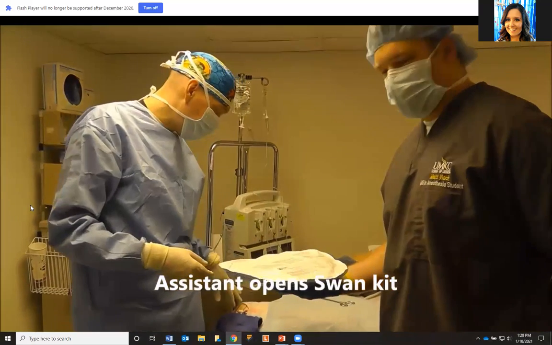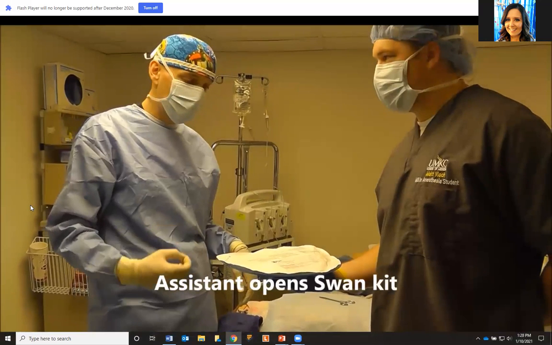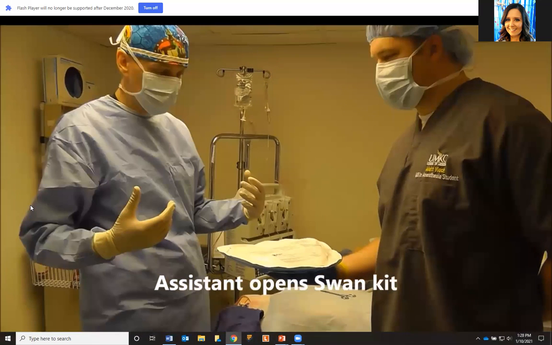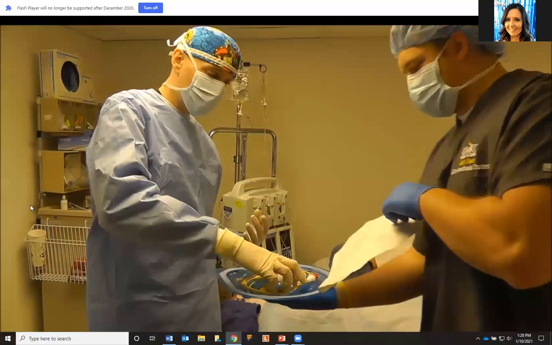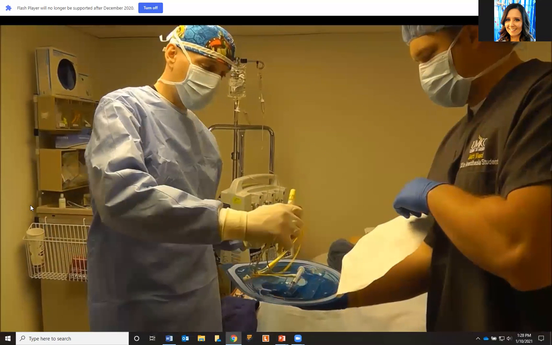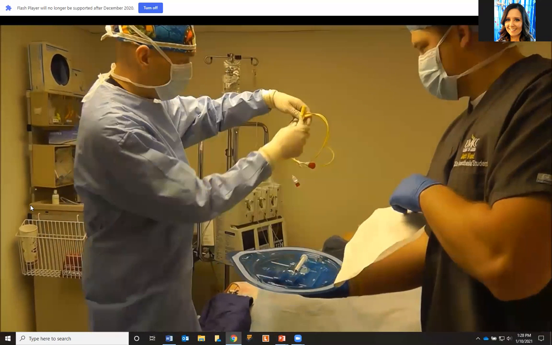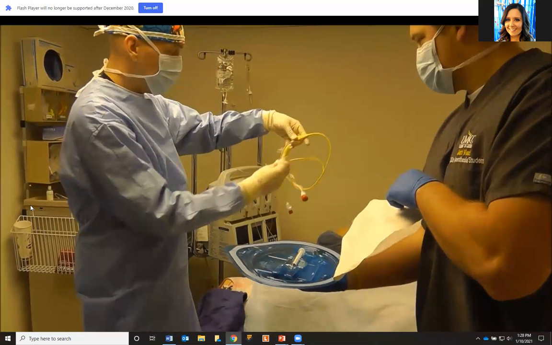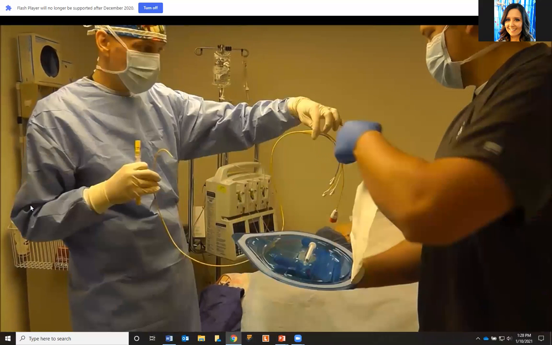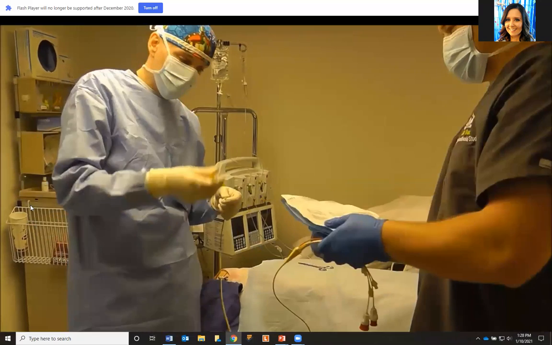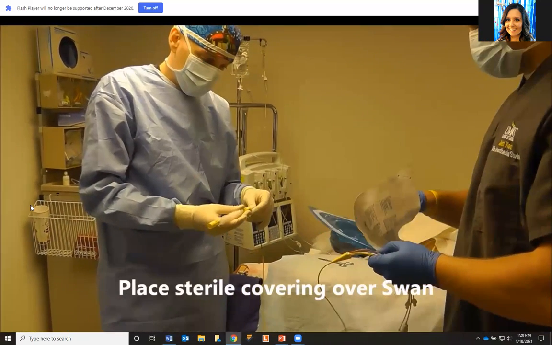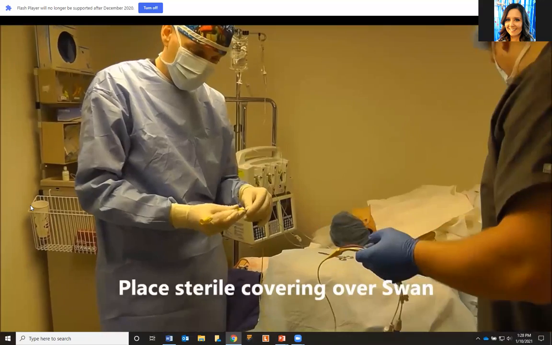Okay, now that that's sewn into place, it's time to float our swan, so I need an assistant here to help me. And man, I'm going to give this to you. That's yours. Now, while he's taking care of that stuff, I'm just going to put this sterile cover over the swan.